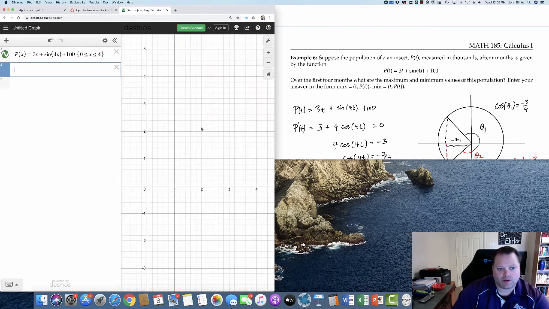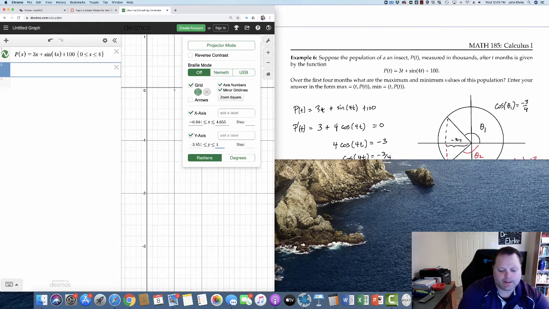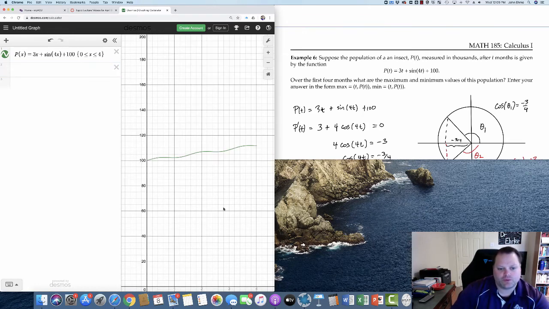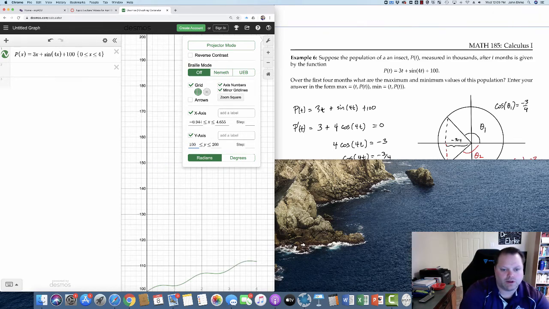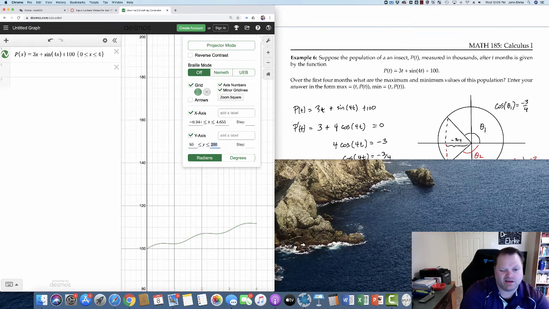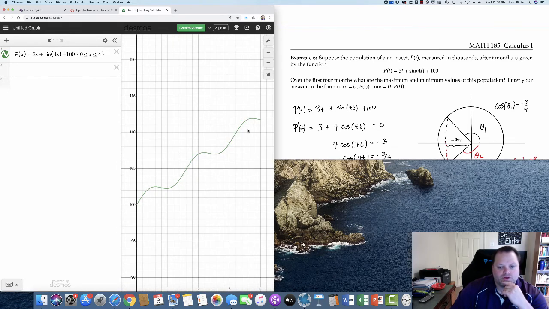Okay, I know that my y value is up at 100, so I'm going to change my window real quick. I want y to go up to at least 100. I need to go further than that, actually. Let's go up to 200. Most of the interesting stuff's between 100 and 200. So let me do like 80 to, I don't know, 120? I'm just trying to get a good view of the graph. Okay, there we go. So here's our graph on the interval from 0 to 4.